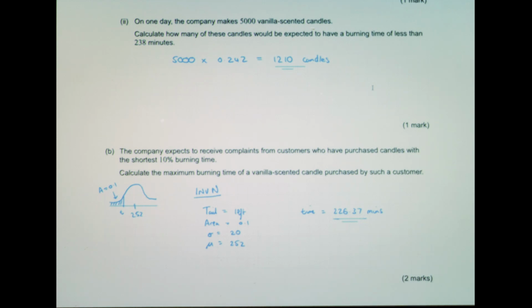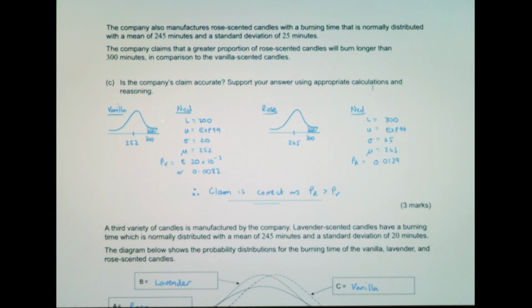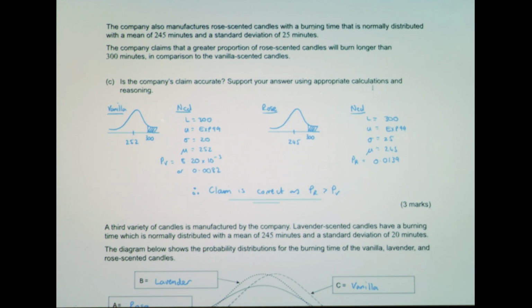Okay. So we've then introduced on the next page rose-scented candles. The company claims that the greater proportion of rose-scented candles will burn longer than 300 minutes. So I've shown here a calculation based on the lower tail being 300 for each one, and we've compared the probabilities. If you look at the vanilla scented candles there, you get a scientific notation solution, so 8.20 times 10 to the negative 3.